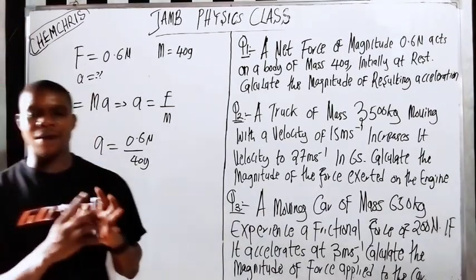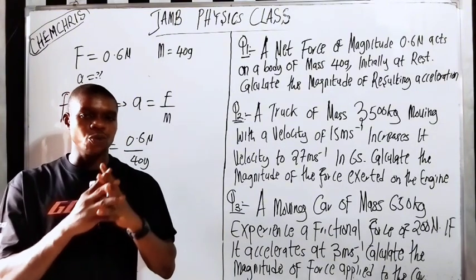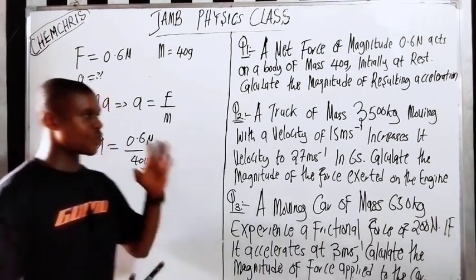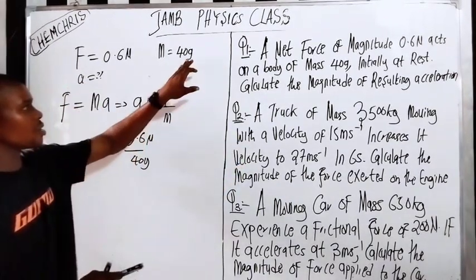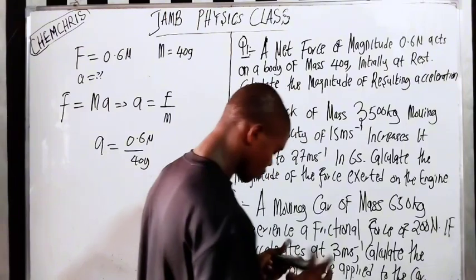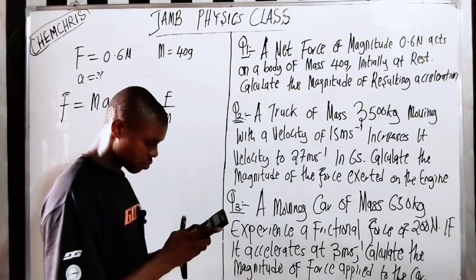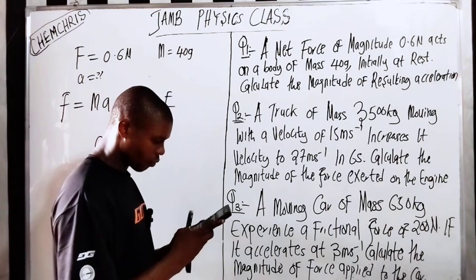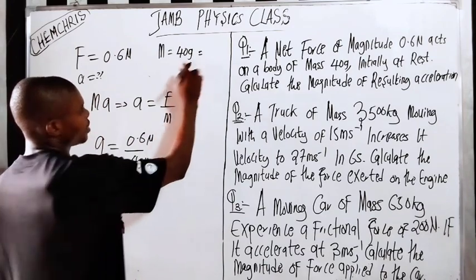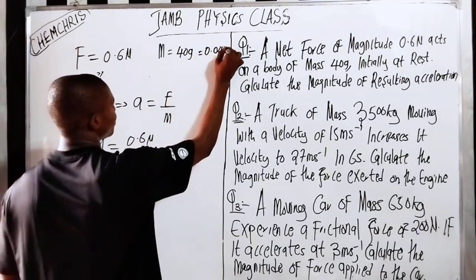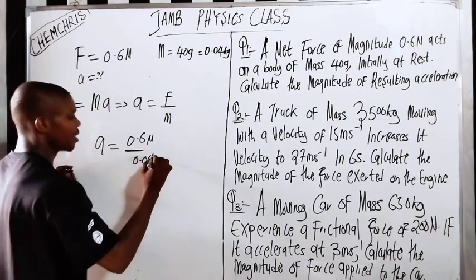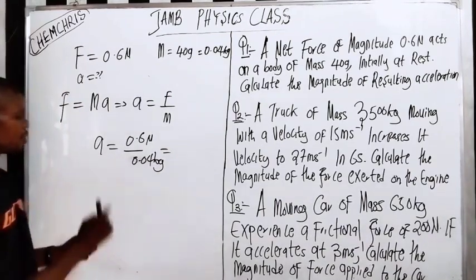Because the unit of mass that we use in physics is kg, but in chemistry it is gram. Since we are talking about physics here, I want to convert gram to kg by dividing by 1000. So you're going to get 0.04 kg. So this is what I'm going to use here. It's going to be 0.04 kg. Do you get it?